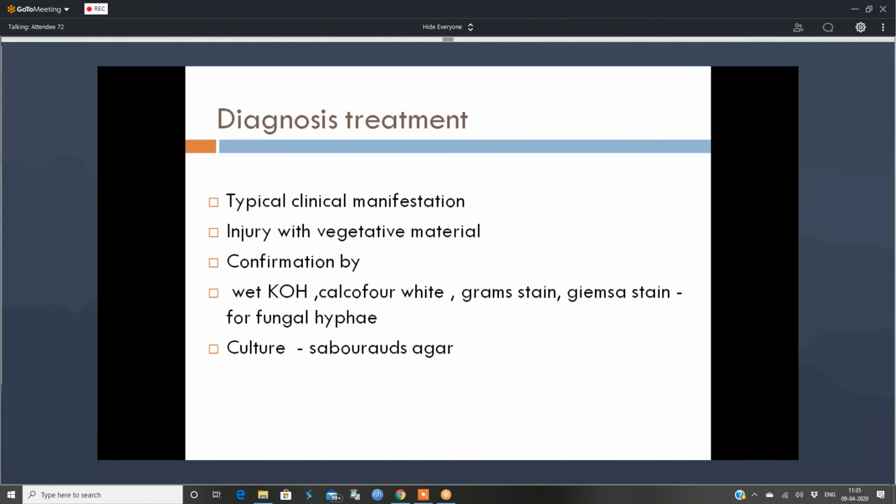Injury with vegetative matter. Yes, very good. Injury with vegetative matter is an important point, and the duration of onset of the symptoms is long. So these are the important features we have to take care of while taking the history. Then in the signs, the important differentiating factors will be: how does the ulcer look?